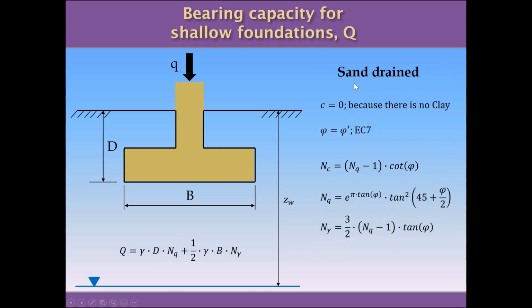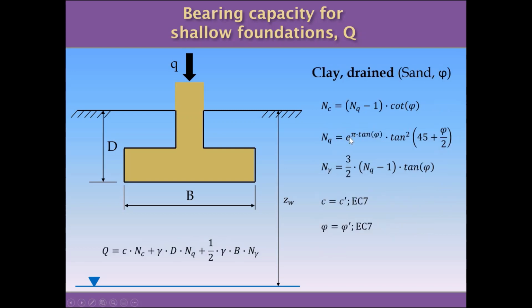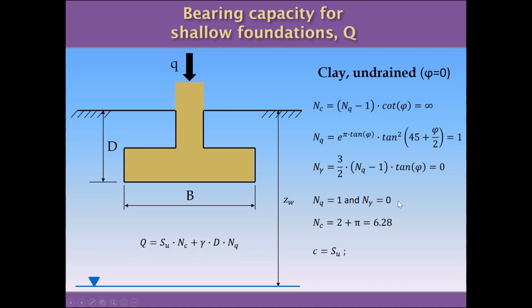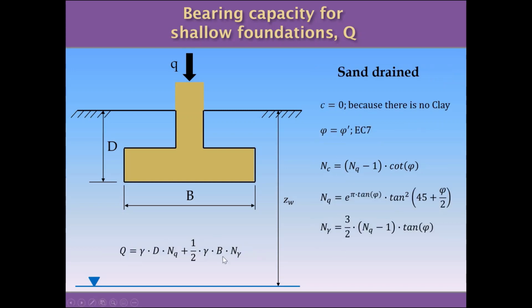When you have a case where you have only sand and the situation is drained, because there is not any clay producing any reduction in the permeability, automatically we know that the cohesion is equal to 0, and we are going to lose the first term of the general equation. If you remember, the general equation includes 3 terms, and the first one is cohesion times NC. Because the cohesion is equal to 0, we lose the first term, and we work only with the second and the third term.